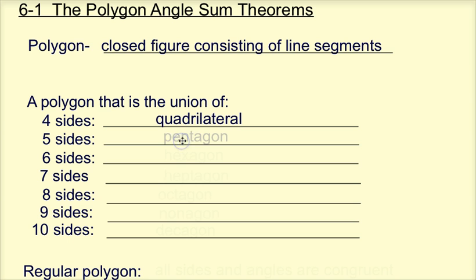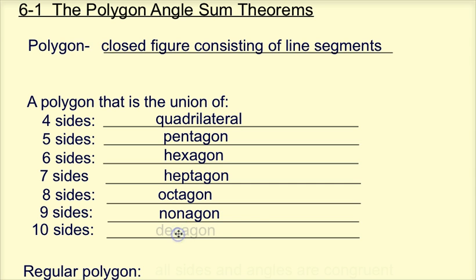Polygon with 5 sides is a pentagon. A polygon with 6 sides is a hexagon. 7 sides is a heptagon. 8 sides is an octagon, like an octopus has 8 legs. 9 sides is a nonagon. And 10 sides is a decagon. Okay, so these are some terms that you should be familiar with in case they're asked in a question.